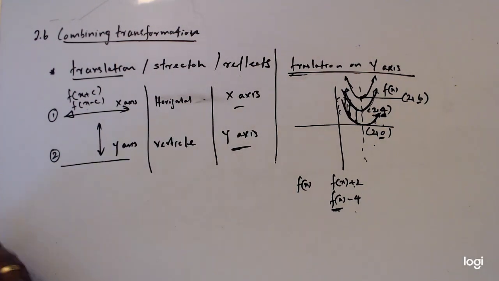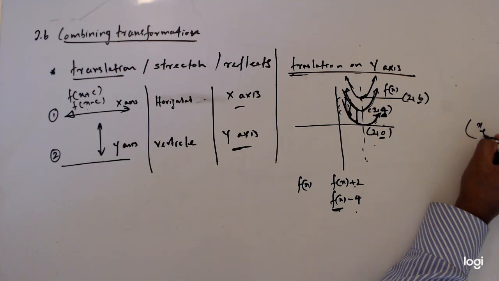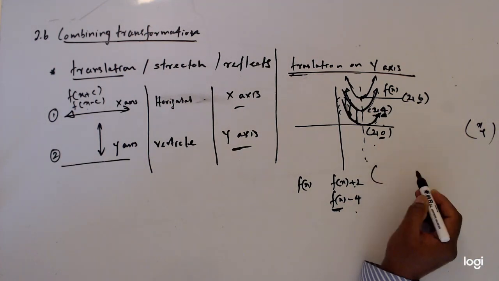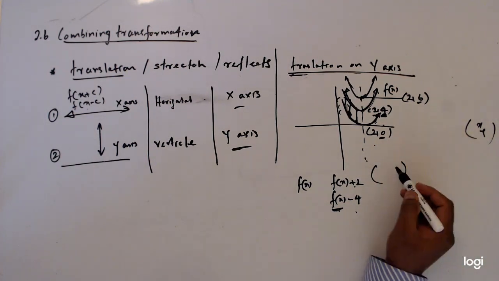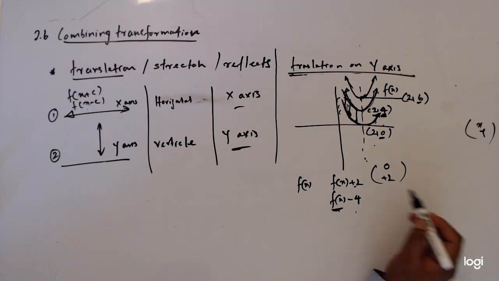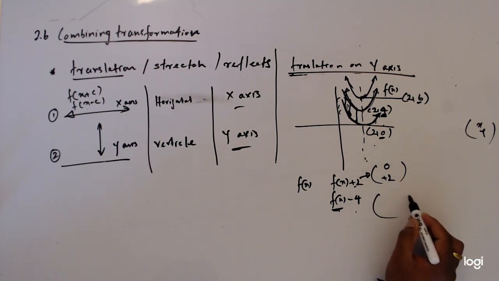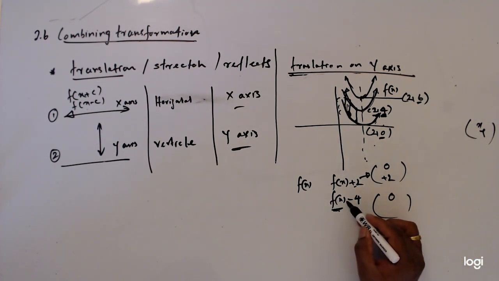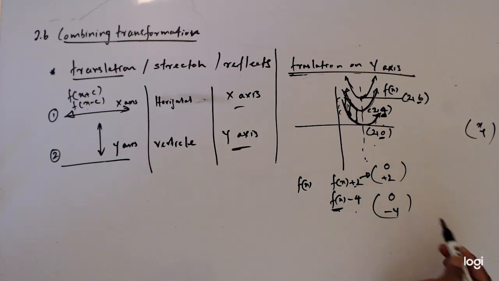Now, we know the vector form is (x, y). We don't touch x here. So the x value is 0 and y we put plus 2 for this one. So x we didn't touch, and minus 4 is the translation, 4 units down from the original y values.